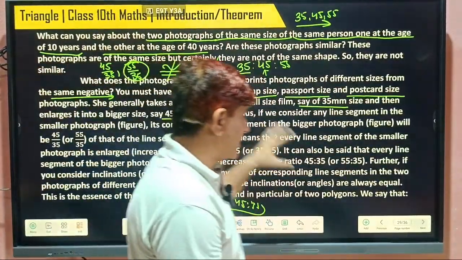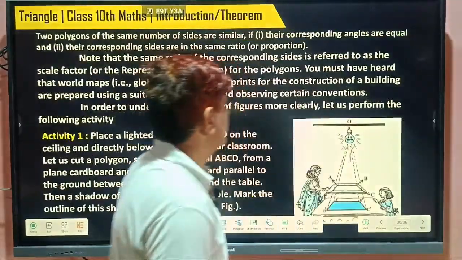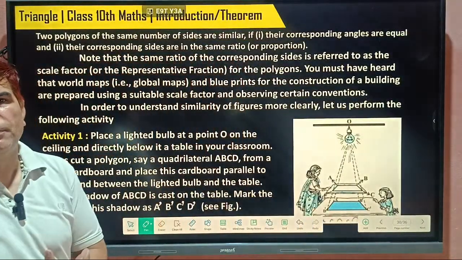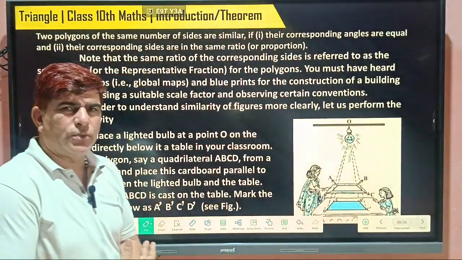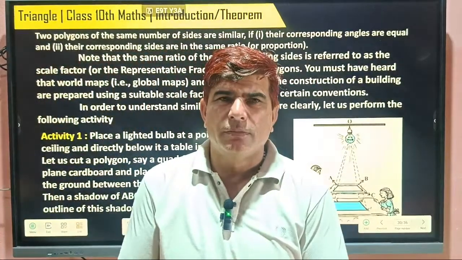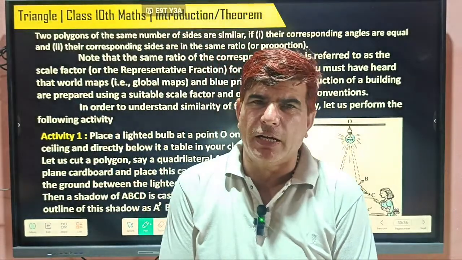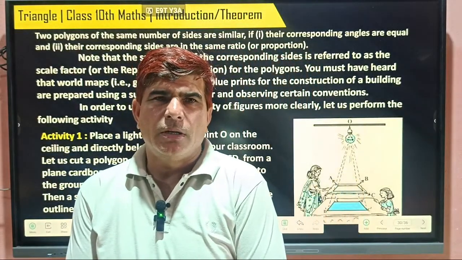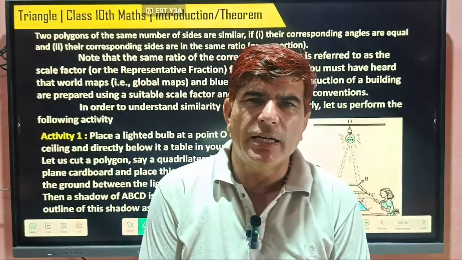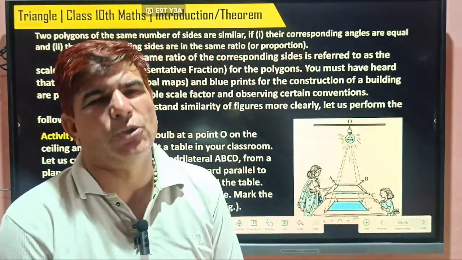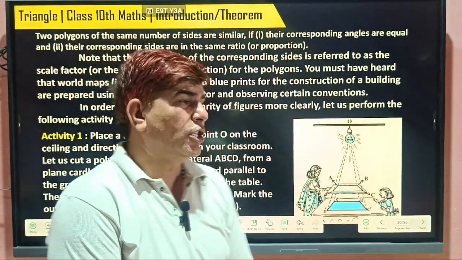So what's the result of it? So now the definition of similarity changes here, with some more explanation. Two figures are said to be similar if they have the same shape and their sizes are in the same ratio.